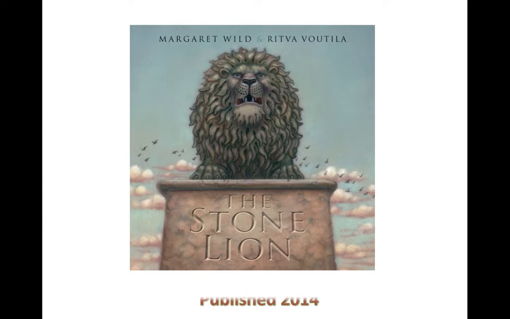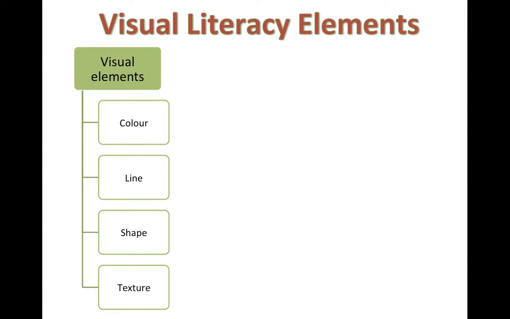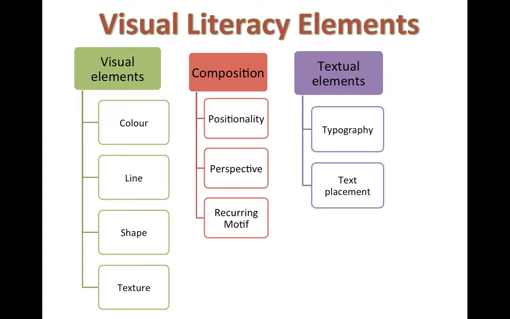Hey, do you want students who are not only literate but critical thinkers? Well, you got it. Introducing the Stone Lion. Using the Stone Lion as part of a literacy unit that focuses on building students' visual and critical literacy levels, you'll have just that. The Stone Lion provides examples of visual literacy elements, including visual elements, composition, textual elements.